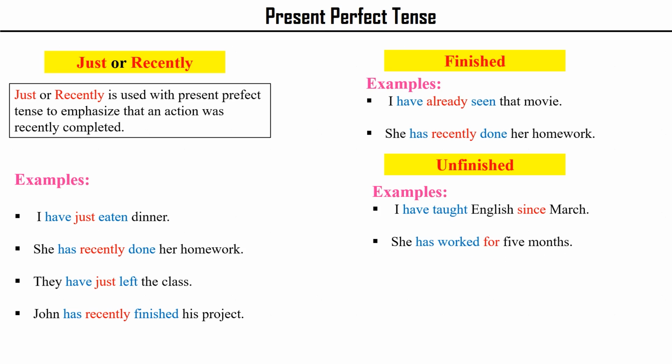She has worked for 5 months. She started to work 5 months ago and she still works. She did not stop working. She still works. Or we have not done our homework yet. From the past till now, the action has not happened. We have not done our homework yet.